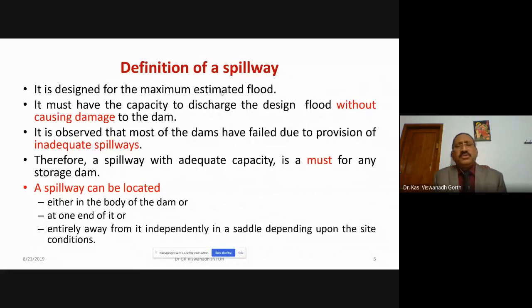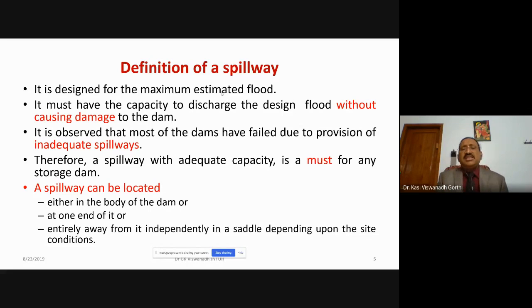It is observed that most of the dams have failed due to provision of inadequate spillway. That means the spillway is provided, but the discharge capacity is not sufficient to cater to the needs of the maximum flood coming into the reservoir. So even if all gates are open, the water level is still rising, which means that it has not been properly designed for its maximum estimated flood. Therefore, a spillway with adequate capacity is a must for any storage dam. When you are constructing a dam, it is necessary that you have a spillway with sufficient capacity.